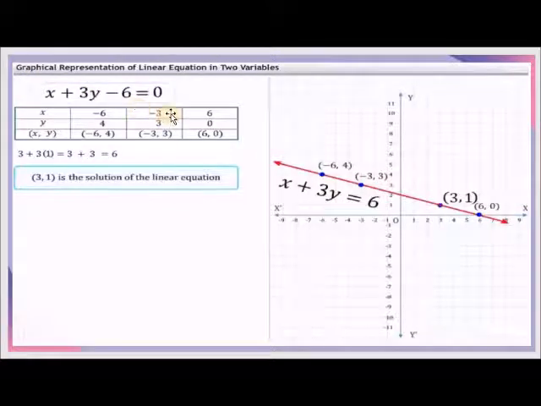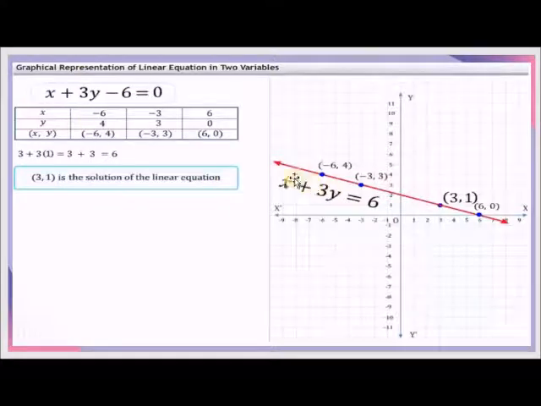Then another example: if we take y equals 3 and put y equals 3 and solve this, then the value of x will come as -3. Then the ordered pair (-3, 3) is the solution of the given equation. Then another example: if we take y equals 0 and solve, then the value of x will come as 6. So (6, 0) is the solution of the given equation.